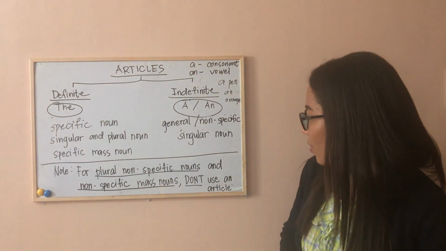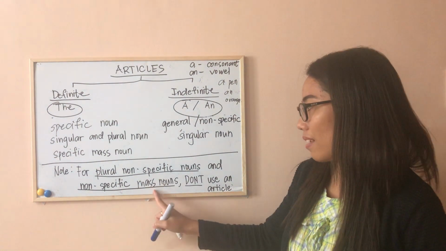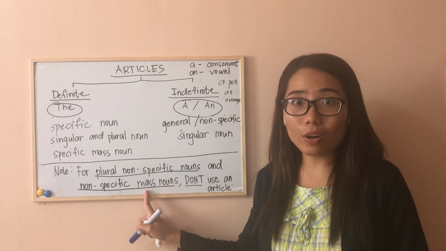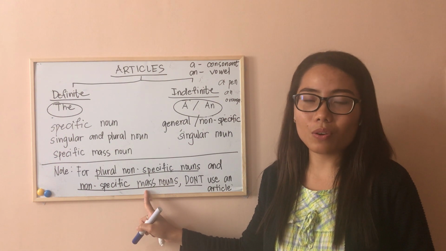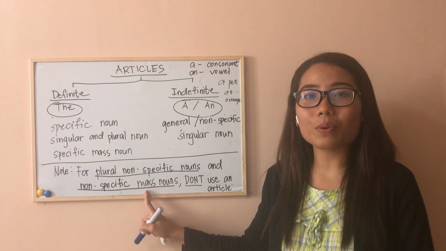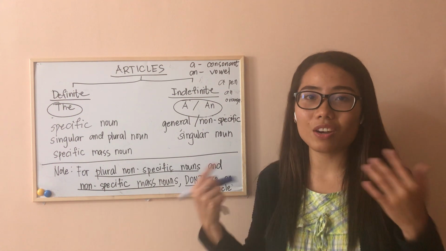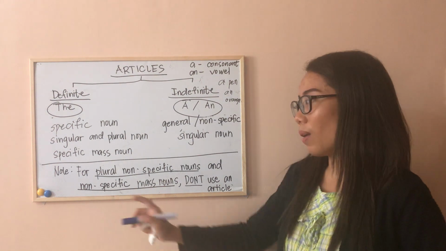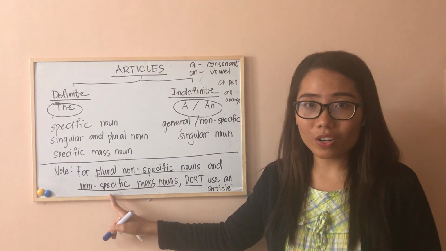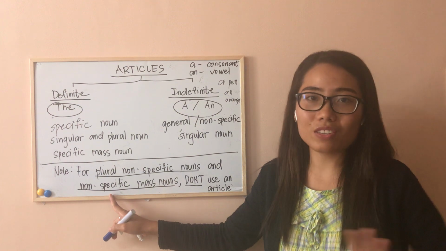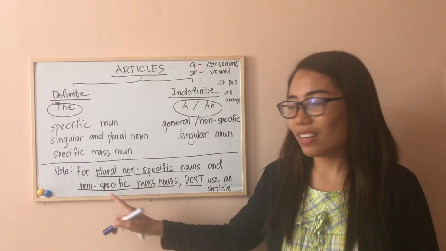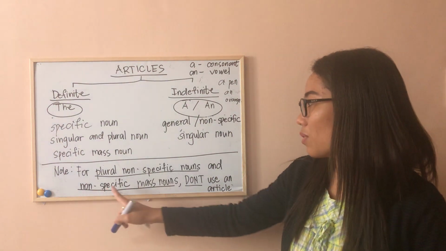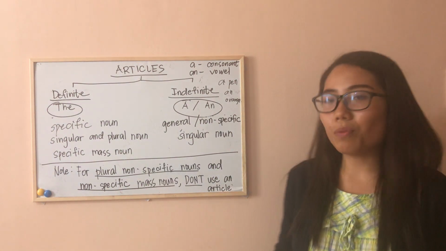Okay? So for non-specific mass nouns also, for example, water. Water is a mass noun, so I say water is important. I'm talking about water in general, not specific water. And so I say water is important. I don't use any article for that. So remember this one: for plural non-specific and non-specific mass nouns, don't use an article.